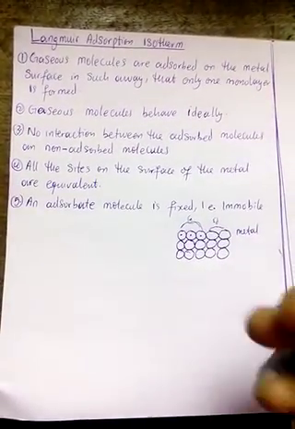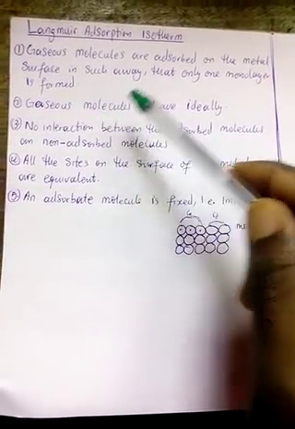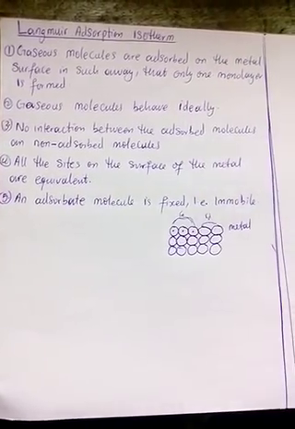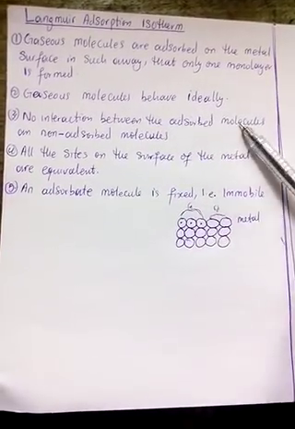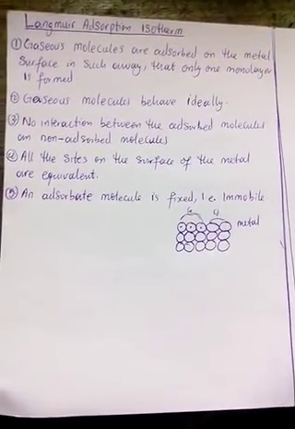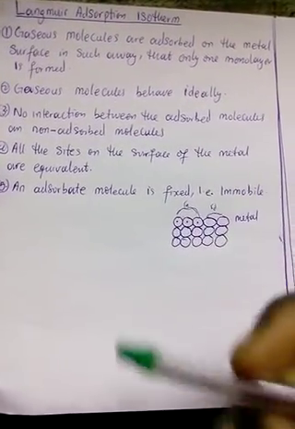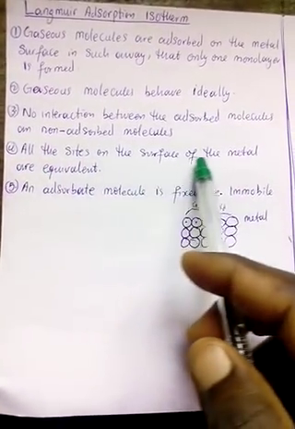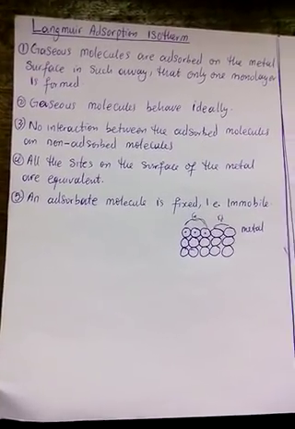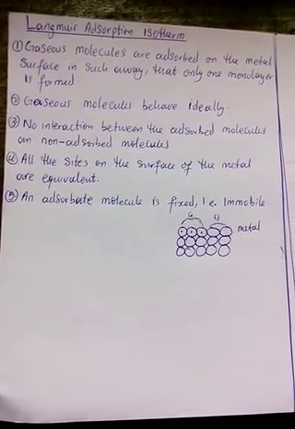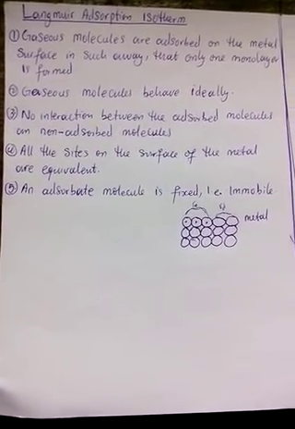Another assumption that he made was that gaseous molecules behave ideally. That is, they follow the law of partial pressures. There is no interaction between adsorbed molecules and non-adsorbed molecules. That is, the molecule in the gaseous phase and the one that is on the metal surface. So there's no interaction between them. All the sites on the surface of the metal are equivalent. So each of the atoms has the right to adsorb. It's not a function of whether one is adsorbed first or the other is to be adsorbed. They're not in a queue or something.